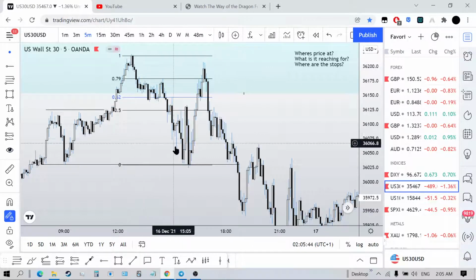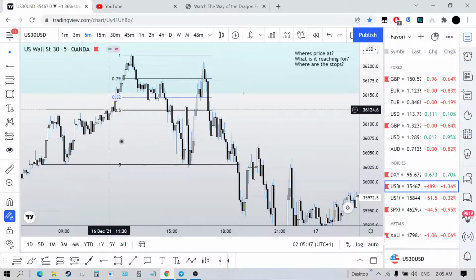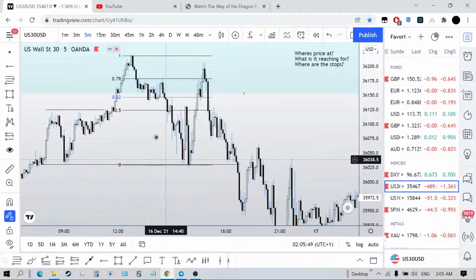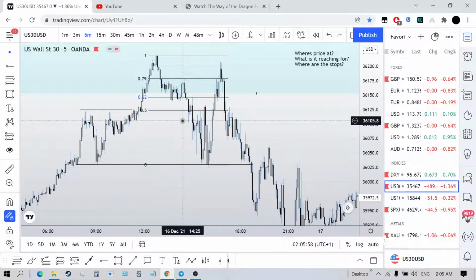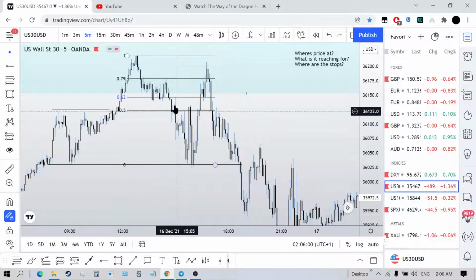After it already took out the highs here and the lows here, right? So now I'm looking at where would the stops be? Okay, the stops would be here. Okay, so whatever price does inside of here, I'm not really as focused on it. You know what I mean? I want to see it get ran.